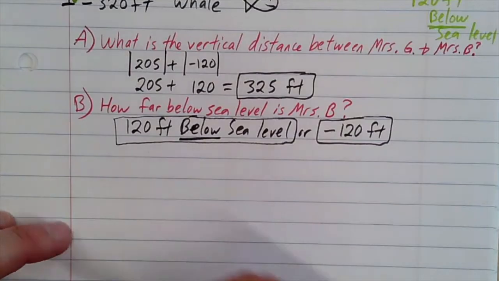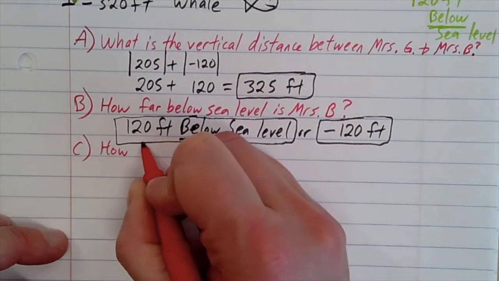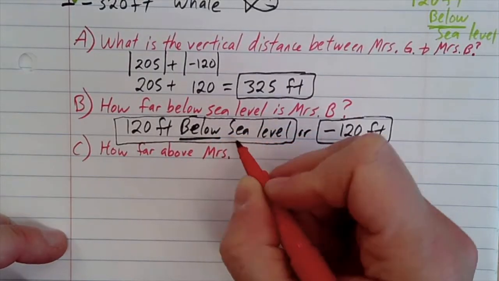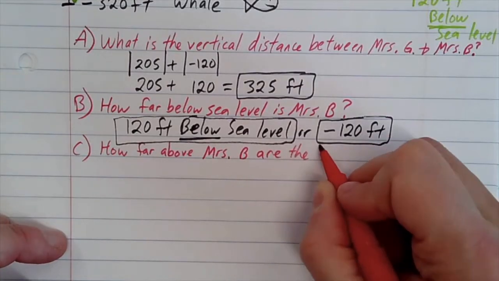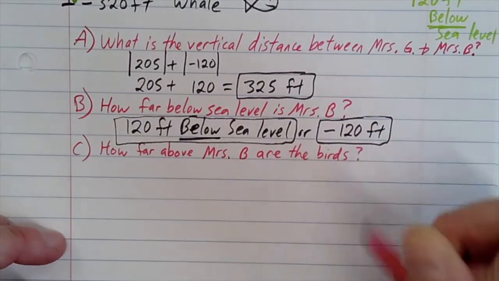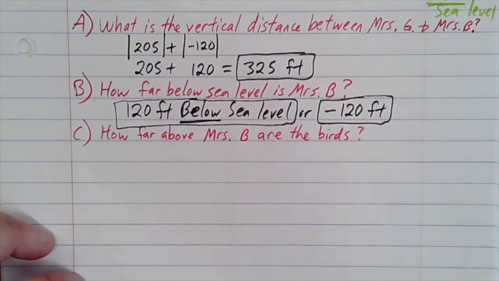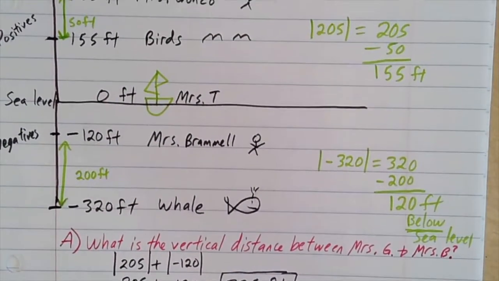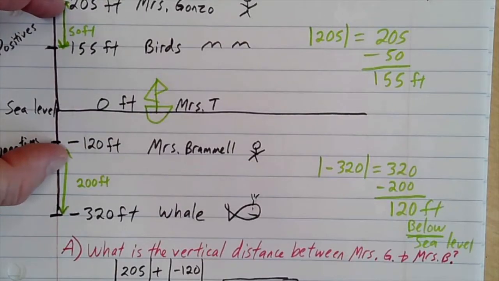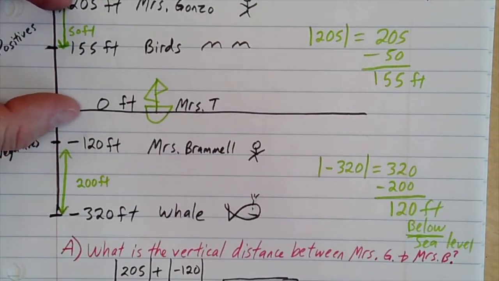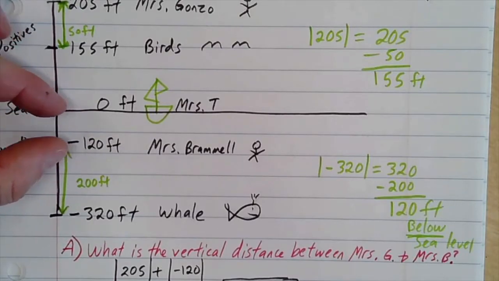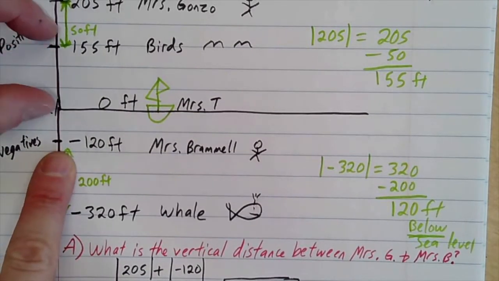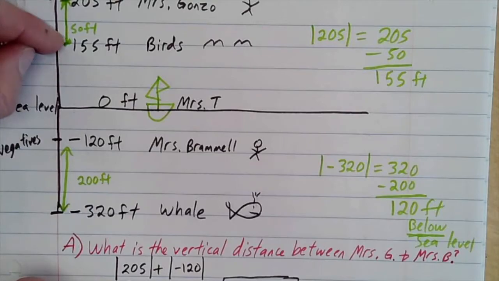Part C, how far above Mrs. B are the birds? If you look at our picture, I'm below sea level and the birds are above, so it's similar to the one where I was below and Mrs. Gonzalez was above. You had to take her distance and add it to my distance. Now you still have to add the bird's distance from 0 and my distance from 0. Since we're on two different sides of 0, you add them together, and that would be the total distance between us.